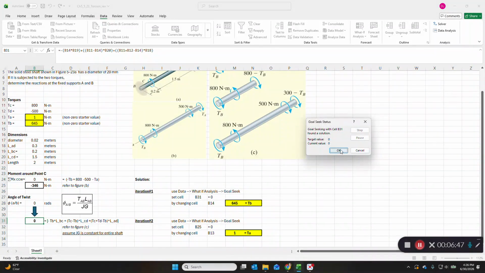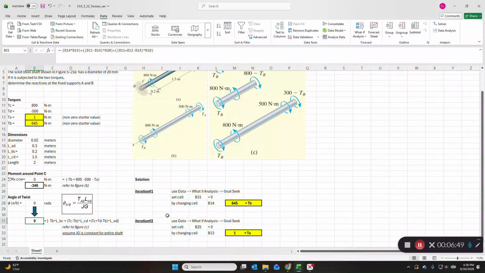And that gives us that value, right? And then we have to go to iteration 2. Use Data, What-If Analysis to set cell B25, which is the moment, equal to 0. Now it's moved from 298 to minus 346. But don't worry about that, because we already have our angle of twist set to 0, so we're good. And we know our value for T_B. We're going to set cell B25, which is the angle of twist, equal to 0 by changing the T_A, torque A value, which is still 1.